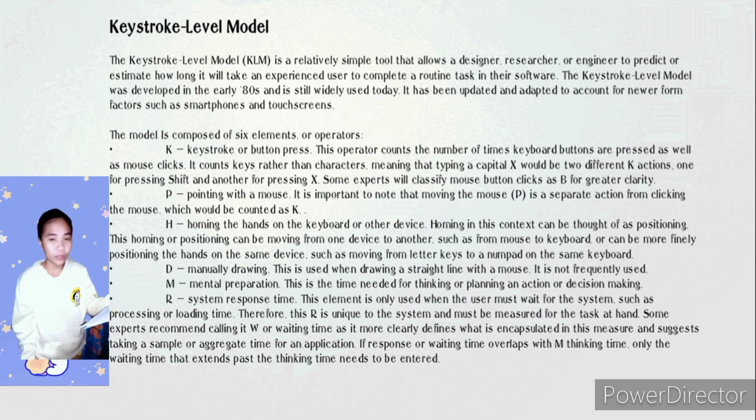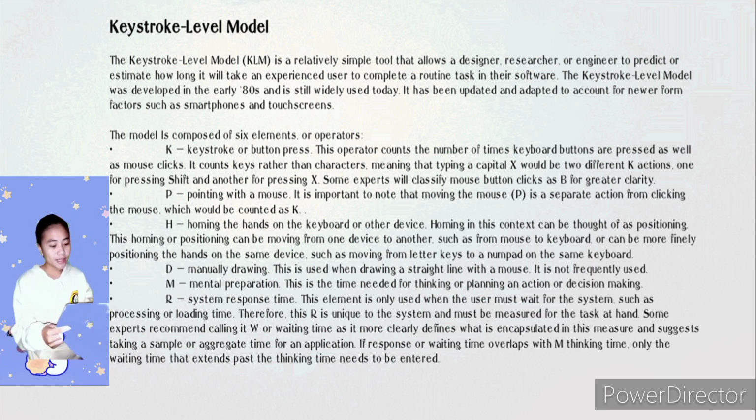Keystroke level models. Keystroke level model, or KLM, is a relatively simple tool that allows a designer, researcher, or engineer to predict or estimate how long it will take an experienced user to complete a routine task in their software. The model is composed of 6 elements or operators.